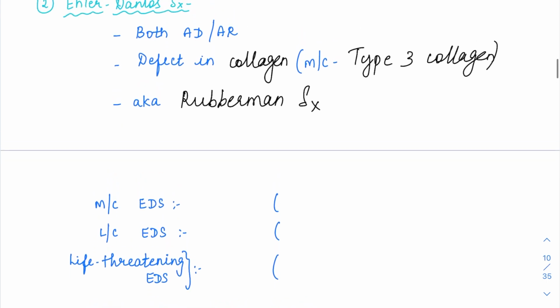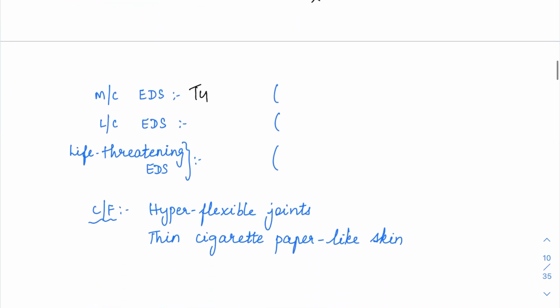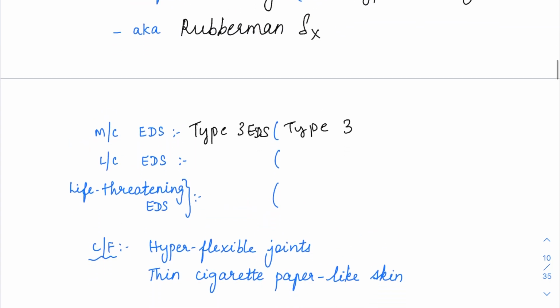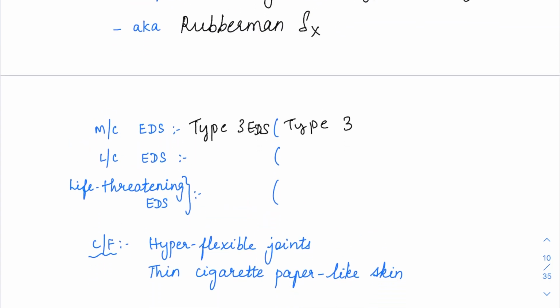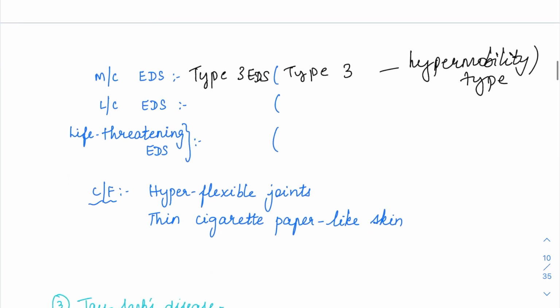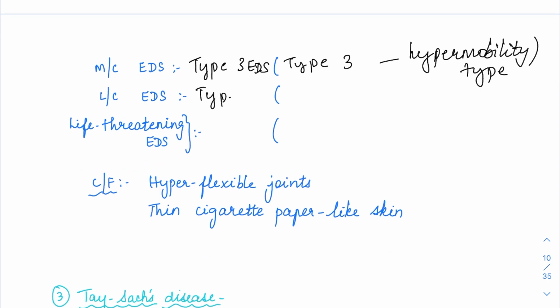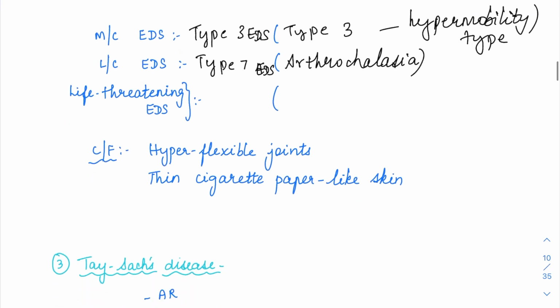The most common form of Ehlers-Danlos is going to be type 3 EDS. In type 3 EDS, it is the type 3 collagen which is usually affected. So type 3 collagen is most common and type 3 EDS is most common. This type is called the hypermobility type. The least common type is going to be type 7 EDS, called arthrochalasia.